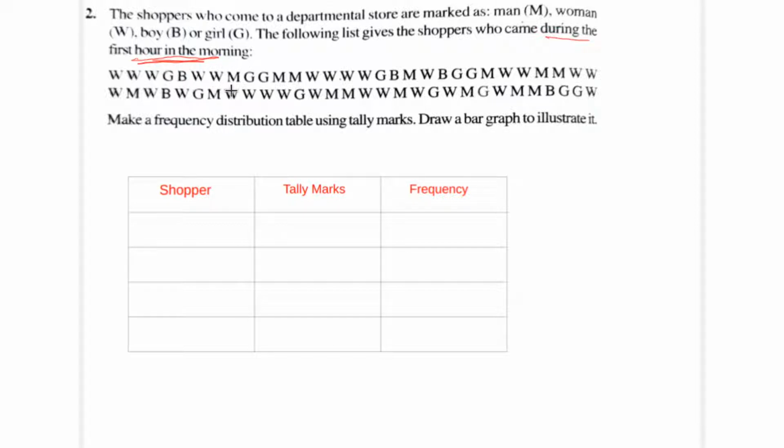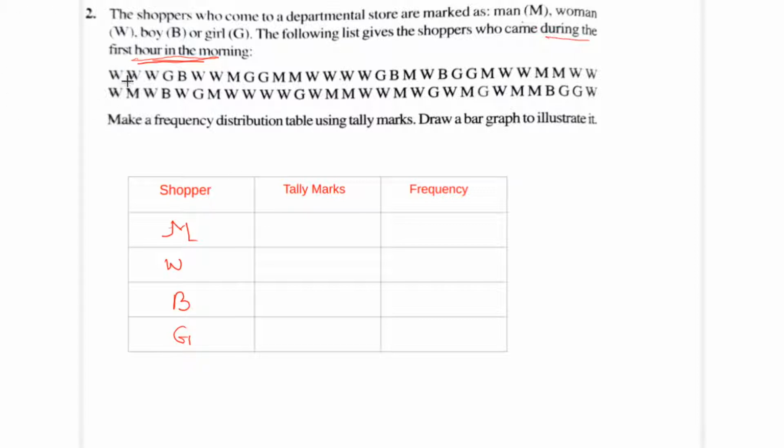How many shoppers came to the store, and the people are like this: M stands for man, W for woman, B for boy, and G for girl. Okay, so now we have to make a frequency distribution table using tally marks, and then we have to draw a bar graph to illustrate it. First M is there, then W, then B, then G. Now we will start our tally marking.